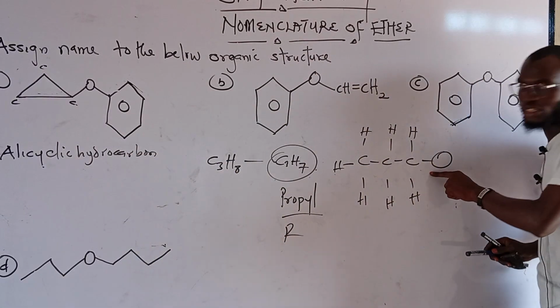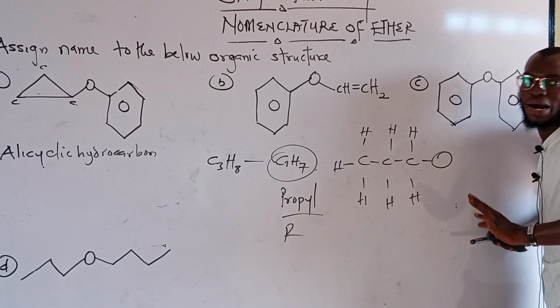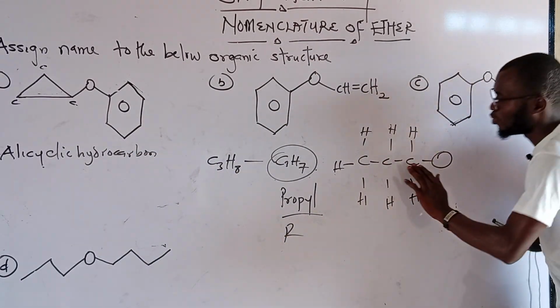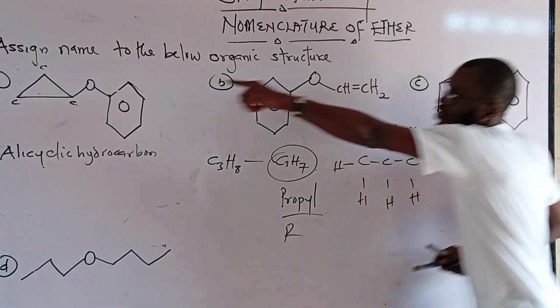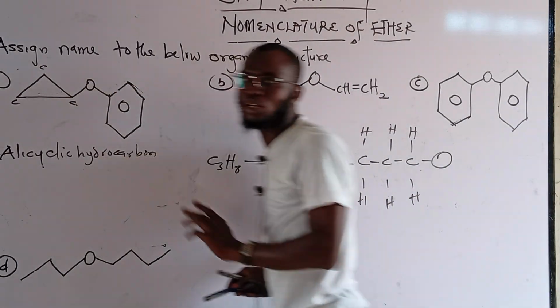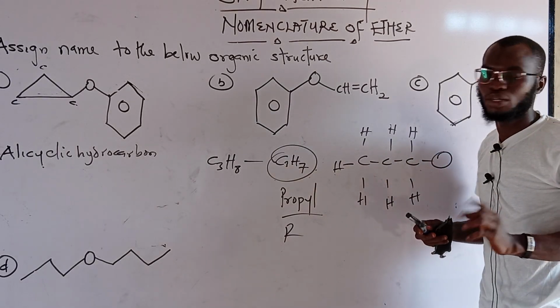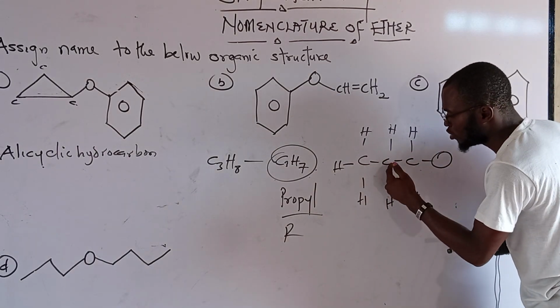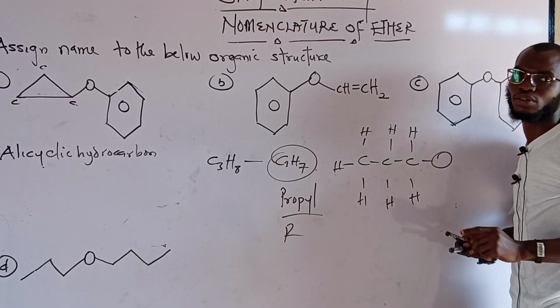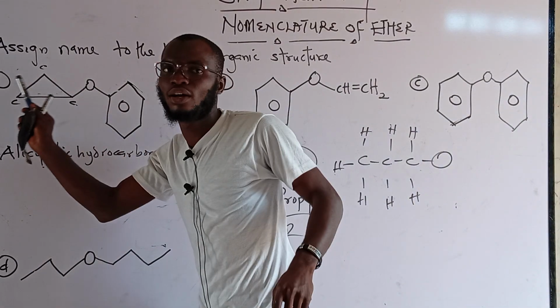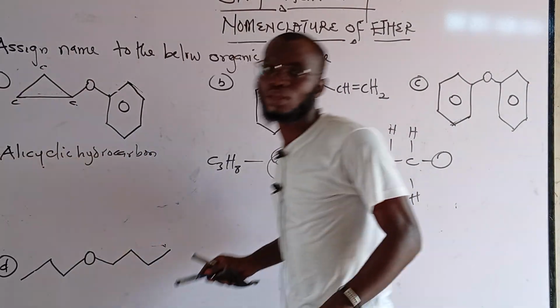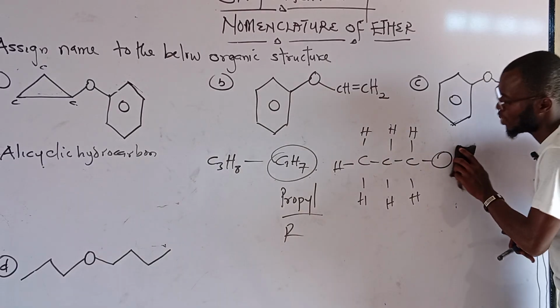But this one is in a straight pattern. This is normal propane. But when I structure it in this particular way, it becomes cyclo. That means it's in a cyclic form. Are we together? But also the carbon to carbon also has single bond, but they are in a structural, cyclic form. Are we together?